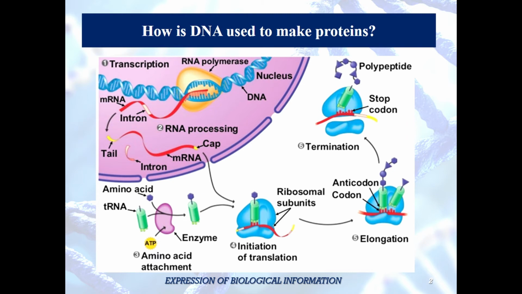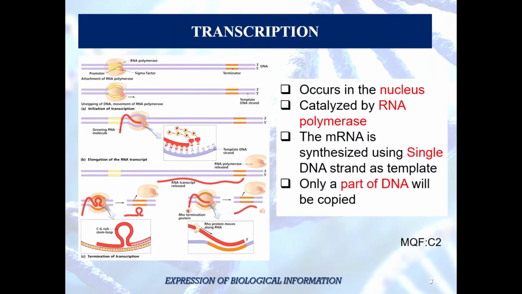Generally, DNA undergoes transcription to produce RNA in the nucleus, then this RNA goes to the cytoplasm to be translated into protein. The process of making protein starts with transcription. This process occurs in the nucleus and is catalyzed by RNA polymerase. In this process, the mRNA is synthesized using a single DNA strand as template. Only a part of DNA will be copied.